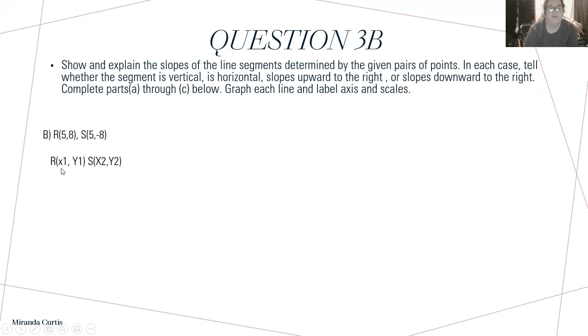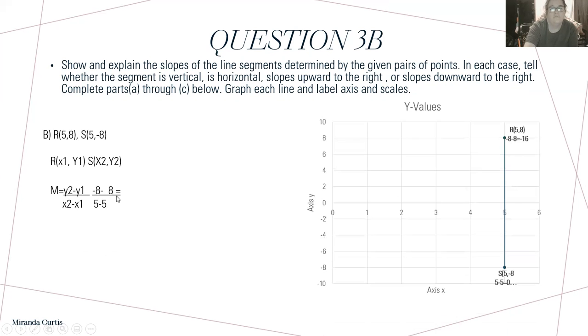Again, I put this right here for you, so it makes it easier to know which one's x1, y1, x2, y2. So we're going to put it in our formula right here: y2 minus y1 over x2 minus x1. So -8 minus 8 is -16, and 5 minus 5 is 0.